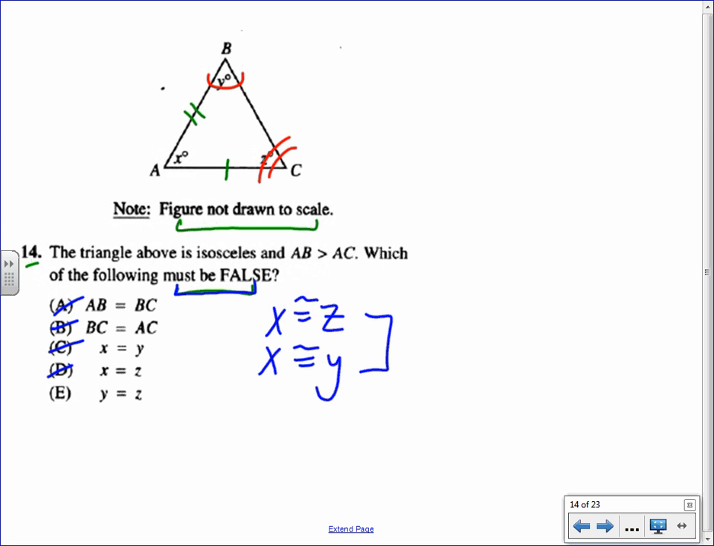Y equals z. Well, this must be false because of what we have marked out here, which is just a rule. Since AC is smaller than AB, then Y must be smaller than Z, and therefore they cannot be equal to each other. So Y equals Z must be false all the time, according to this diagram and the information we're given.